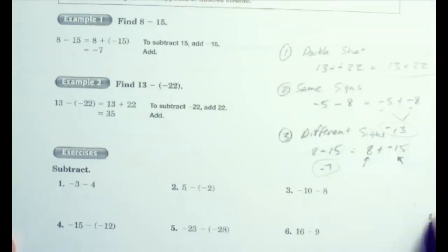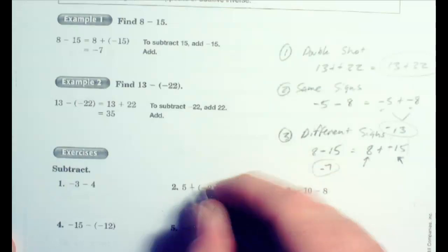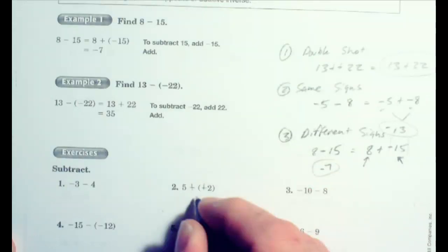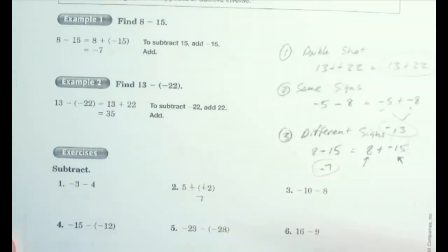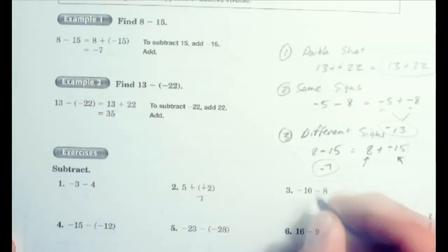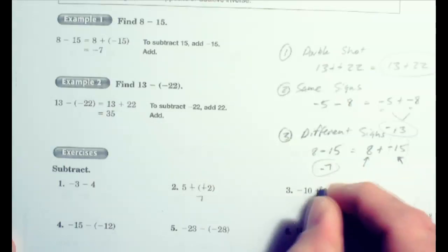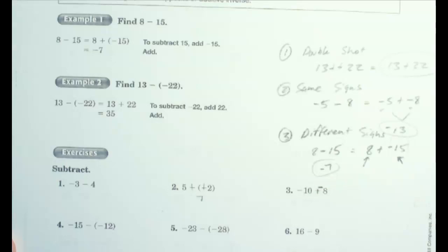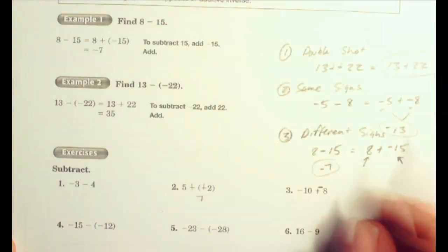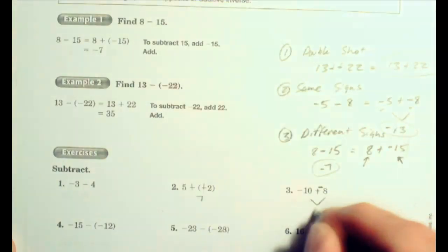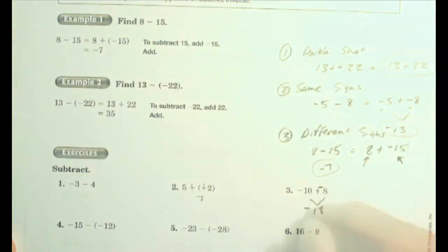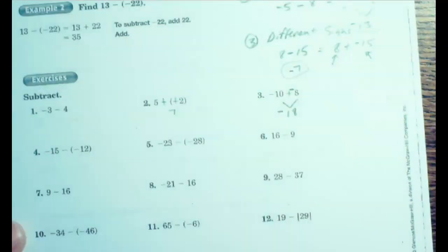Start off with number 2 here. Hit me with the double shot. Wow. There we go. That's a double shot. 5 plus 2 is 7. They're both positives. These ones here, I'll just change this. It's a little bit easier for me to see that. So this is a negative 10 plus a negative 8. Well, these are the same signs, so you add them up. You've got 18. You got to keep the sign. It's a negative 18. Okay, let's go down here and try number 12.